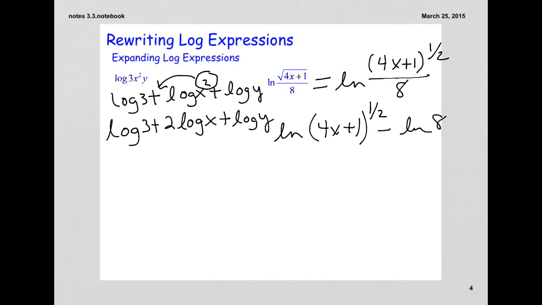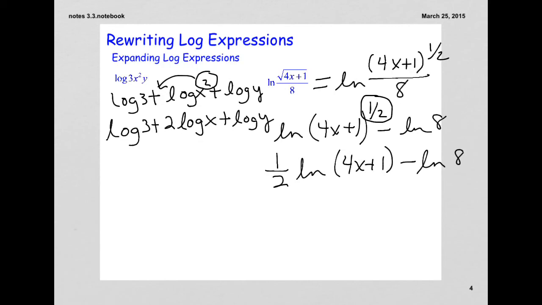Okay, I only have one problem. I need to get rid of this exponent. So that becomes 1/2 ln of 4x plus 1 minus ln of 8. Okay, each piece has its own log. I don't have any exponents, so I'm finished.